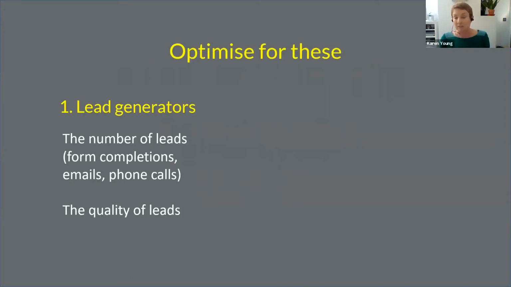So if you're a lead generator, you need to be focusing on how many leads you're getting, obviously: form completions, emails, phone calls, and the quality of the leads that are coming through. To do that, you need to have your website set up properly with conversion tracking, which means that when these things happen, you know that that's come from a Google ad, or that a Google ad has been involved at a point in that journey.